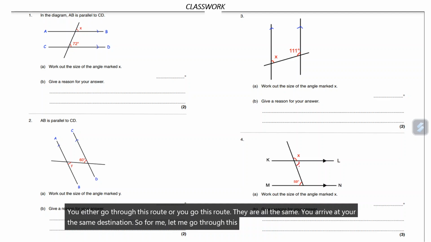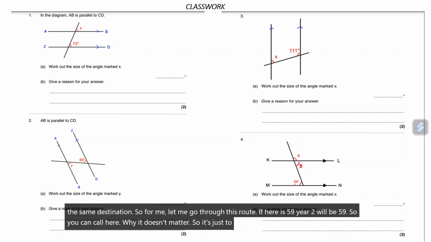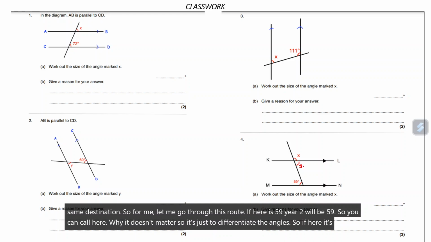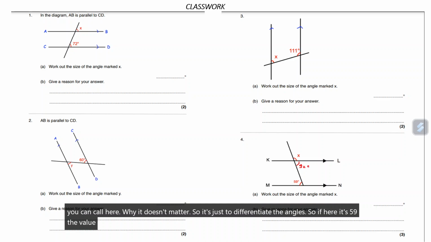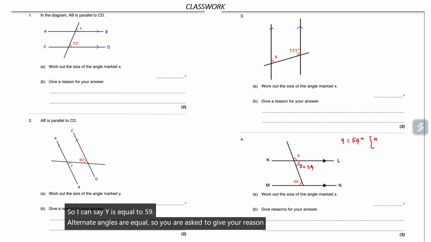If here is 59, here too will be 59. So you can call here y. It doesn't matter, it's just to differentiate the angles. So if here is 59, the value for y is 59. So I can say y is equal to 59. Reason: alternate angles are equal. You are asked to give your reason, so I can put it here.